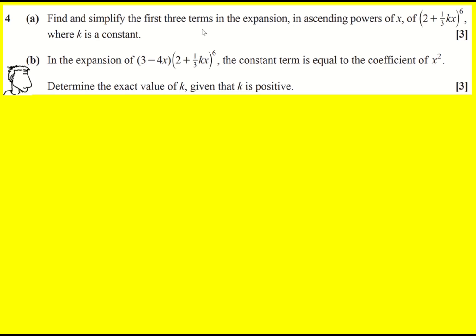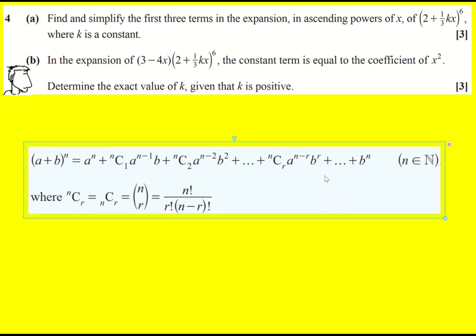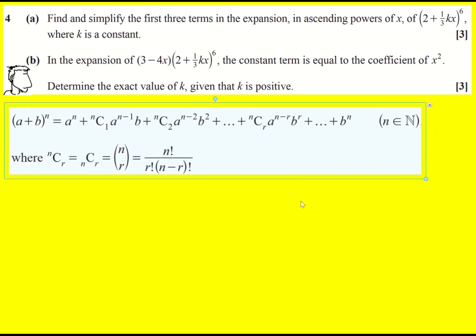For us to find and simplify the first three terms in this expansion in ascending powers of x. So starting with the smallest, which is just going to be a constant, we can quote the binomial expansion formula. So for us, we've got a is 2, b is going to be a third kx, and n is going to be 6.